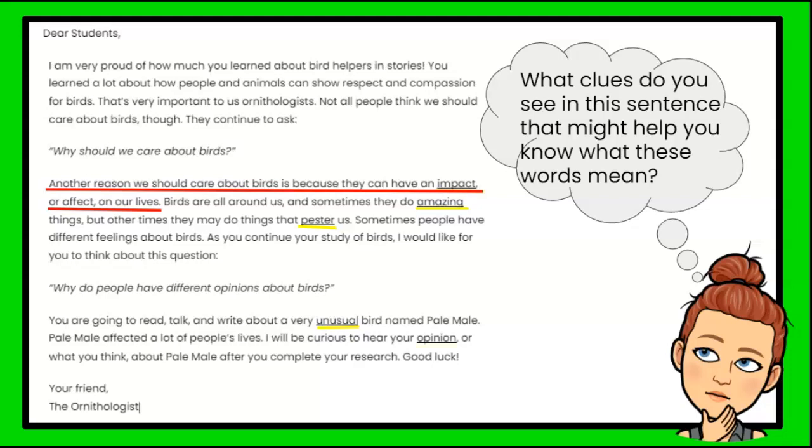And the last word that we have is opinion. And this is a really important word because we're going to be talking a lot about opinions this unit. So what could the word opinion mean? Right, it's just like impact. It has the or after it. So it says or what you think. So an opinion is what you think.